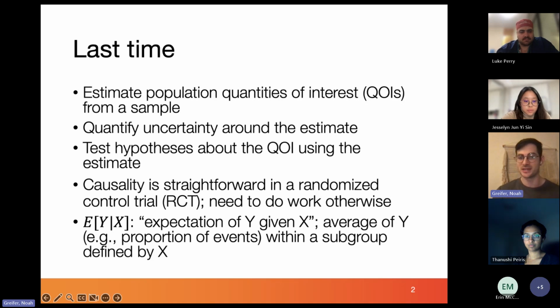The way we can understand this is as the average of y. For example, for a binary variable, we can understand the average to be like the proportion of events within a subgroup defined by x. So for example, for people who are 65 years old or older, that could be the conditioning variable, or people who receive the treatment. We'll use this notation fairly frequently in this talk, so I just wanted to remind you of it.